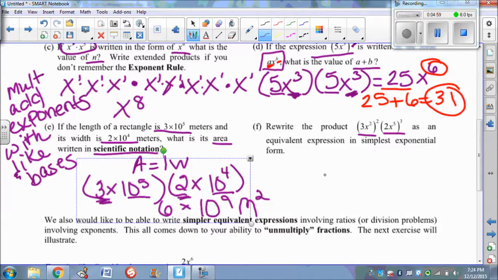It says rewrite the product as an equivalent expression in simplest exponential form. So they want us to evaluate this in the end.